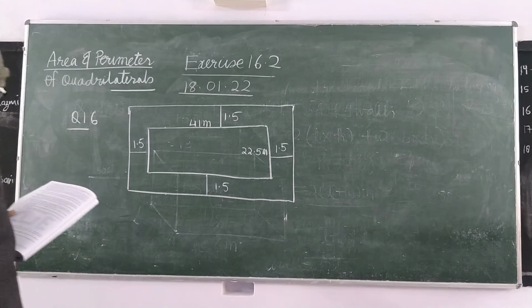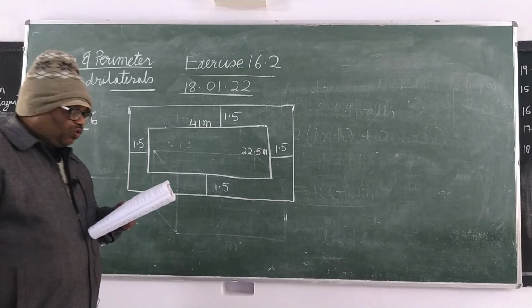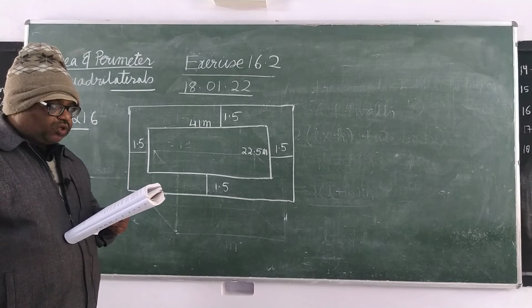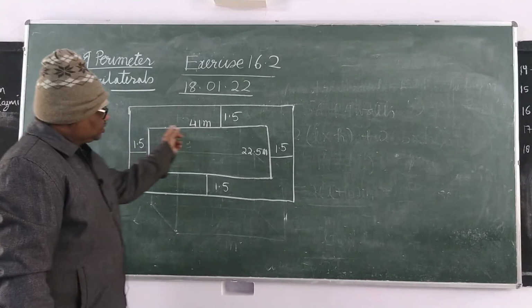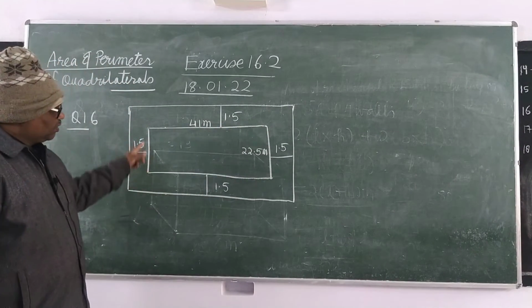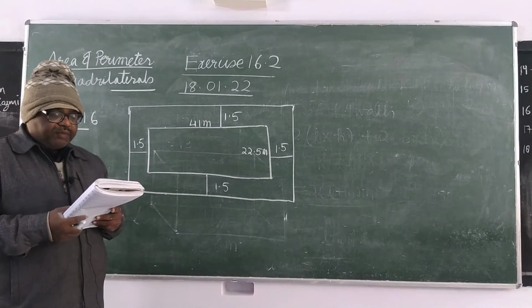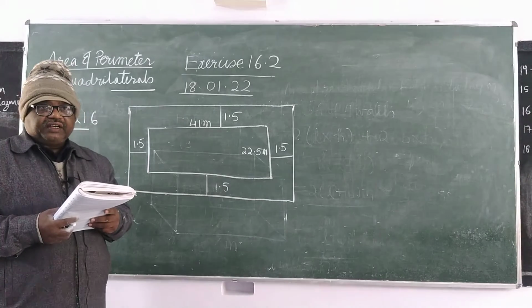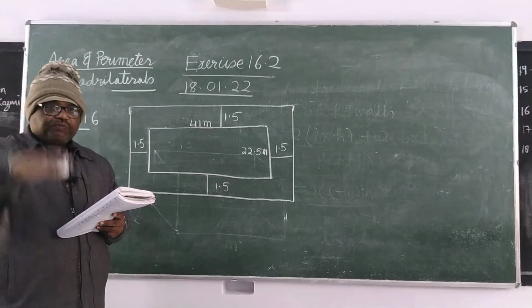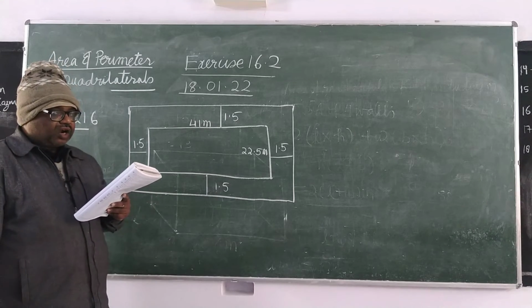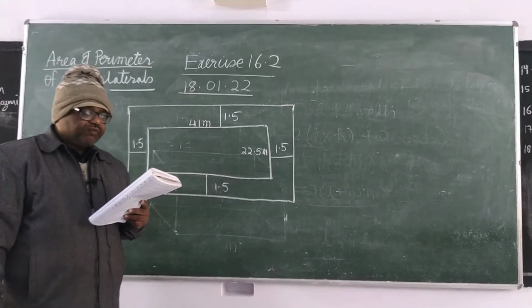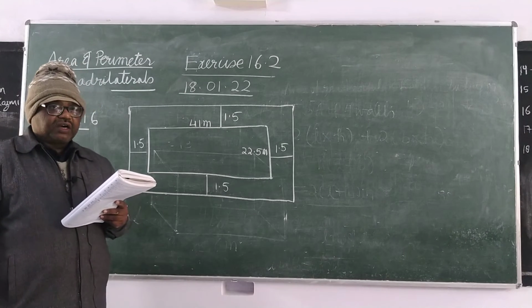Now you can see here question number 16. A rectangular plot of land measures 41 meter in length and 22.5 meter in width. Means this is the rectangular plot. Then a boundary wall 2 meter height. Means what is the height of boundary wall? It is 2 meter. It is built all around the plot at a distance of 1.5 meter from the plot.